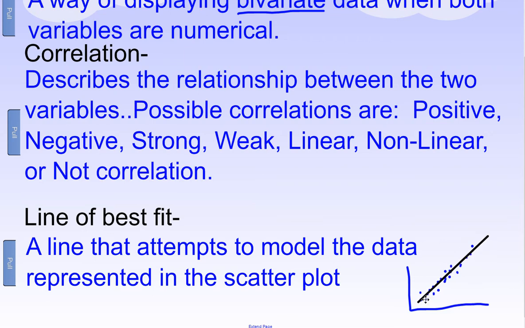This line of best fit is a line that attempts to model where the data is. Obviously, the line wouldn't look good if it was like this, because that doesn't go the same direction as the data, or even worse, like that. So it's a line that attempts to go in the middle of the data, looks like the rest of the data, fits the data.